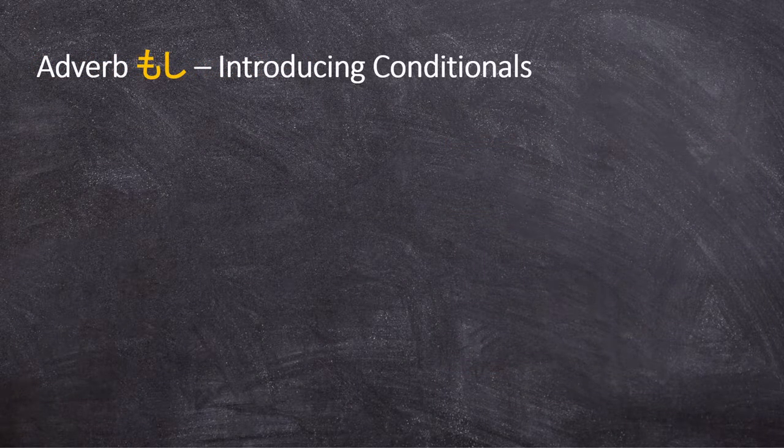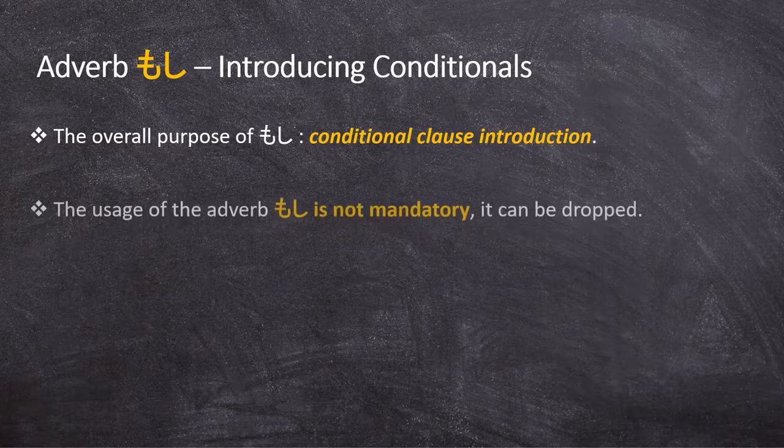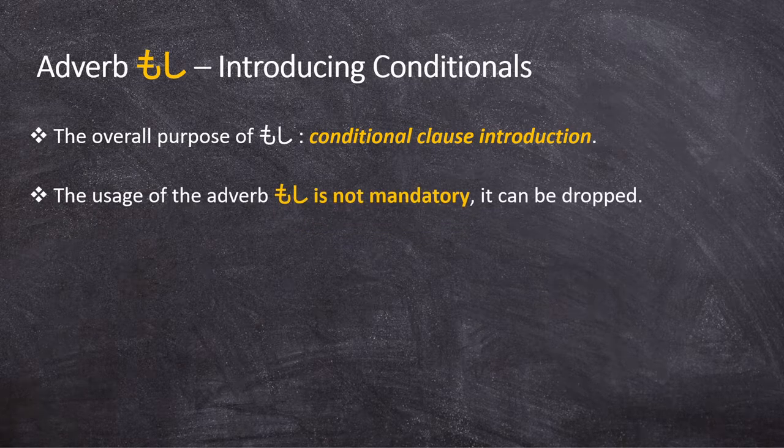The last thing I want to cover in this video is the usage of the adverb moshi as the introduction to your conditional sentences. And this is the most prevalent purpose of moshi, and the most important one for all beginners to understand, and that is simply to add moshi at the beginning of your sentence if you want to indicate to your listener that it will be a conditional one. In this way, you can also summarize that moshi might be a very useful tool to have, and you will be certainly right. However, moshi is not mandatory. It can be omitted if you desire so.